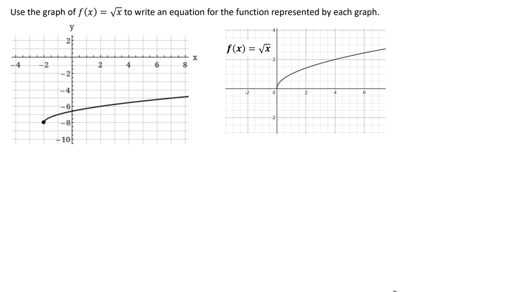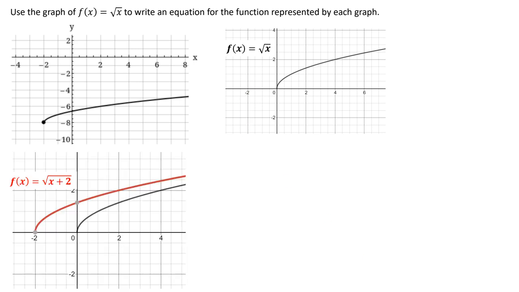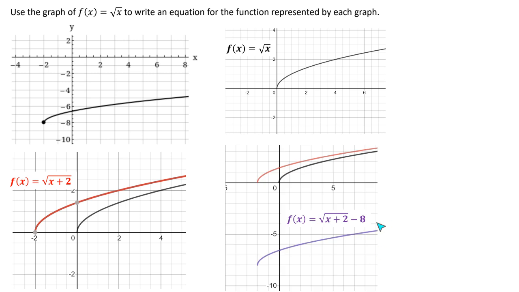So now we can plug that information in. To move to the left, remember we do the opposite, so we're going to do x plus 2. And then to move down, we're going to subtract 8, so it's going to go all the way down to minus 8. Okay, so that would be our solution, our equation.